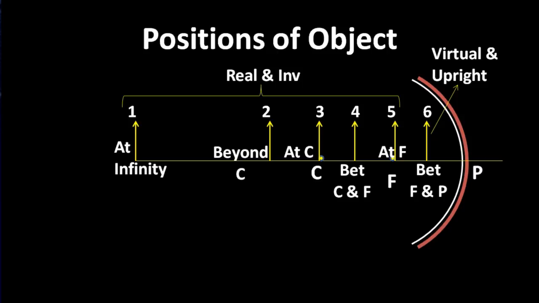This is in case of concave mirror. In a convex mirror, the image formed is always virtual and upright. Initially, we'll be studying about the position of object when the image formed is real and inverted.